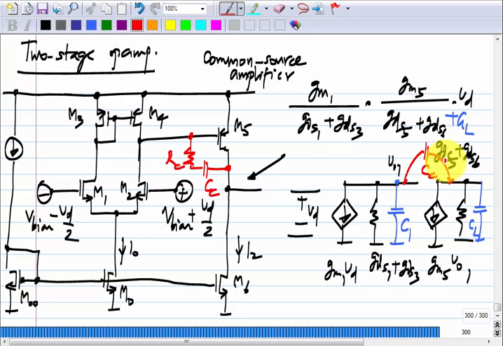gm1 by CC. Which one? Which gm? gm5. It's the stage across which it is connected. The zero will be at gm5 by CC. And adding this RC will modify the location of the zero and add a third pole. So, what should be the value of RC so that the zero goes away? 1 by gm5. So, for RC equals 1 by gm5, the zero disappears, but you will have a third pole.